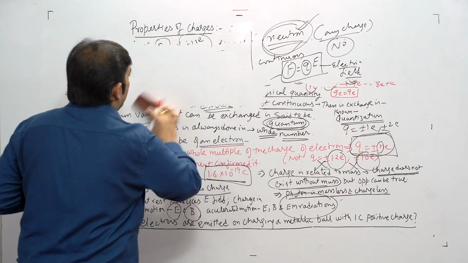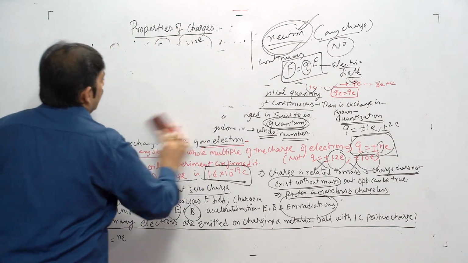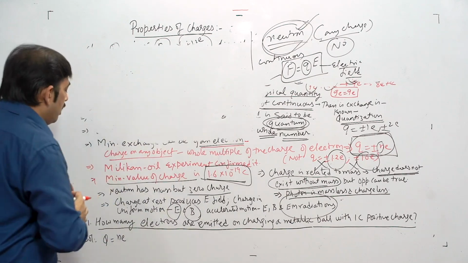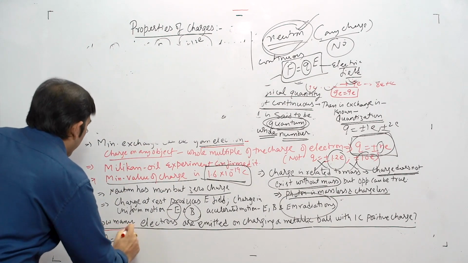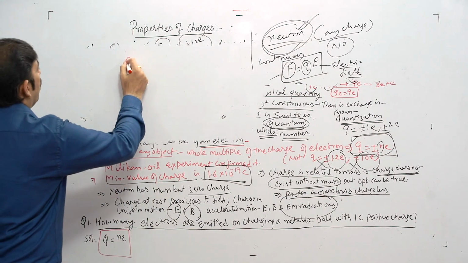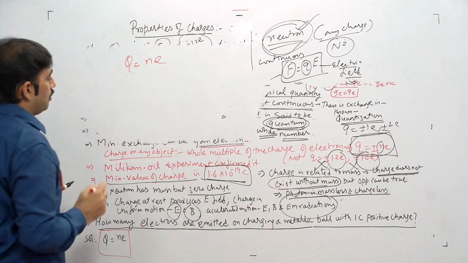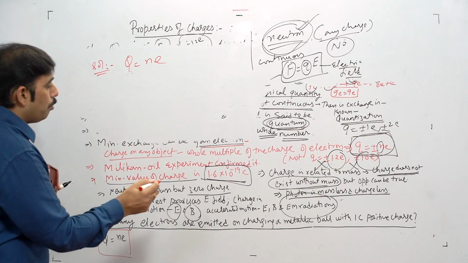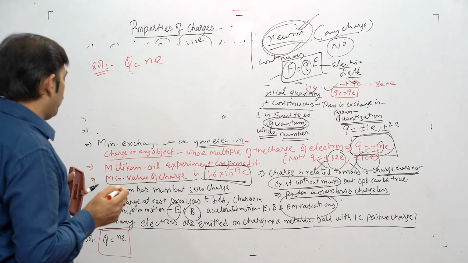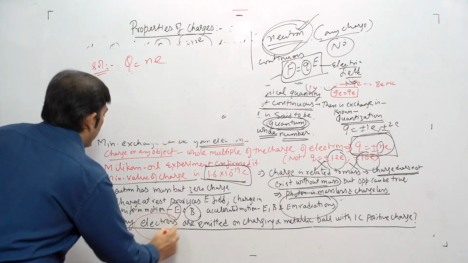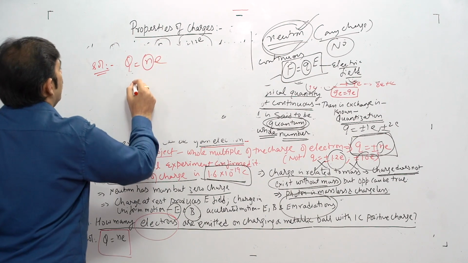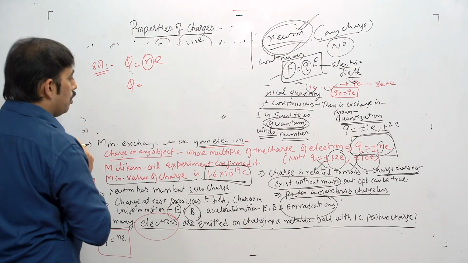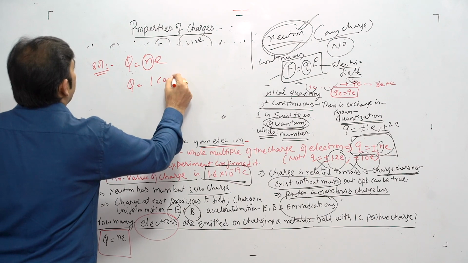The question is very clear, not confusing. The formula can be applied here directly. So I will take the formula Q equals Ne first in this question, and then we are going to solve it. You have been asked about the number of electrons. So that means you have been asked about N. So what is given to you? Q is given to you as 1 coulomb.